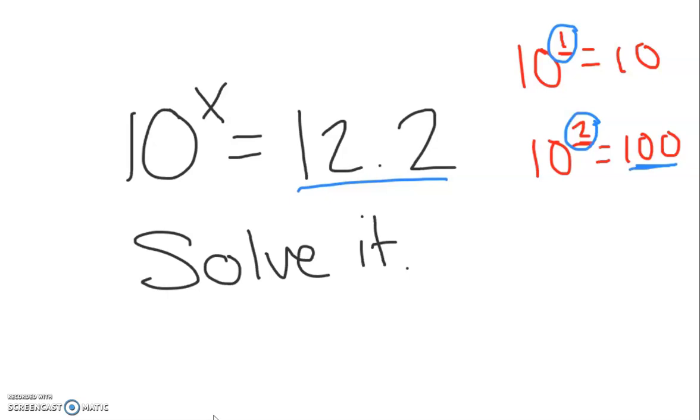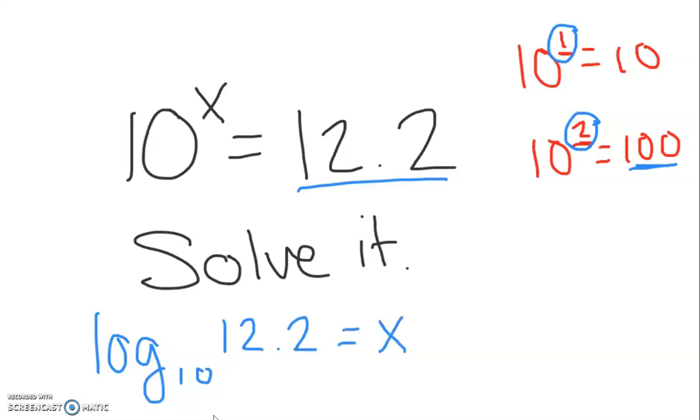So you could guess and check, or let's turn this back into a logarithmic. So we'd have log, my base is 10, my 12.2 comes here, equals x. You can type this right here into your Desmos or your calculator.